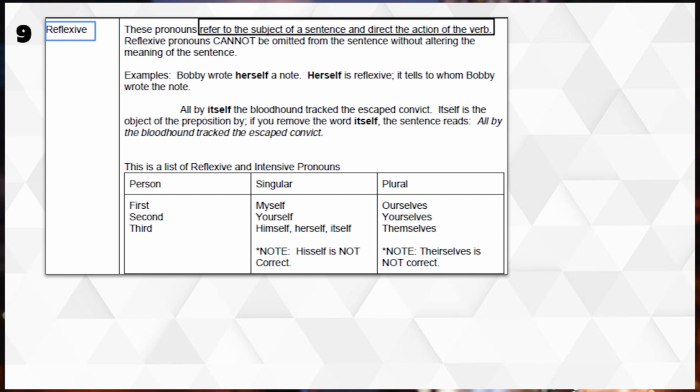Let's look at some examples. The example would be, Bobby wrote herself a note. Herself is reflexive. It tells to whom Bobby wrote the note. All by itself, the bloodhound tracked the escaped convict. Itself is the object of the preposition by. If you remove the word itself, the sentence reads, all by the bloodhound tracked the escaped convict. It ends up not making any sense whatsoever. This is a list of reflexive and intensive pronouns below if you want to write those down, and then just remembering what differentiates them will help you with questions.